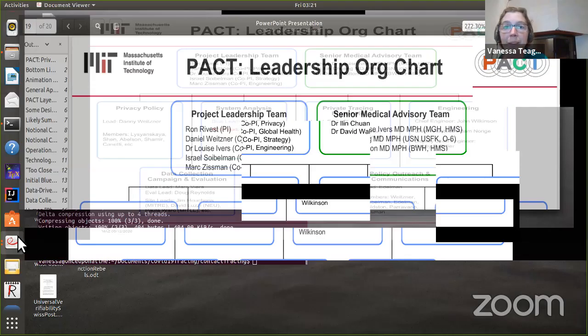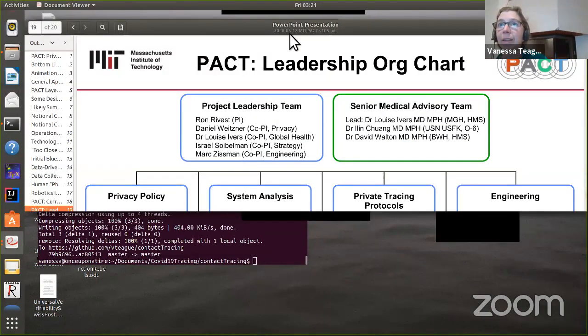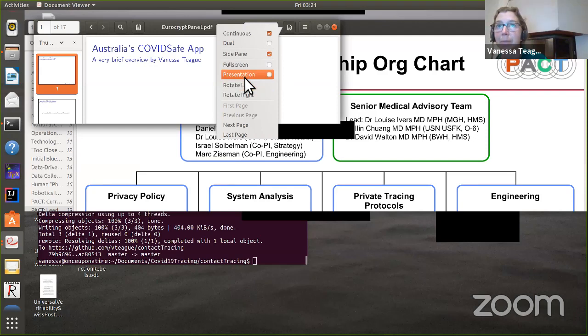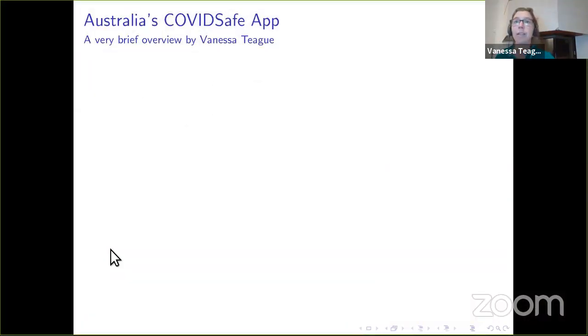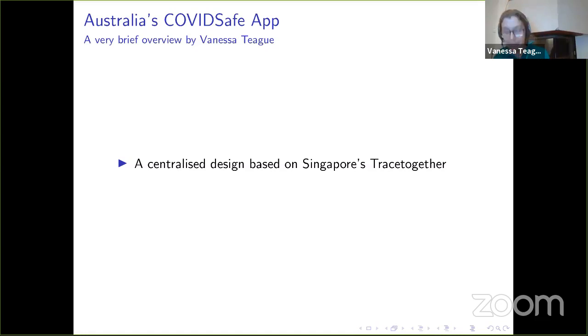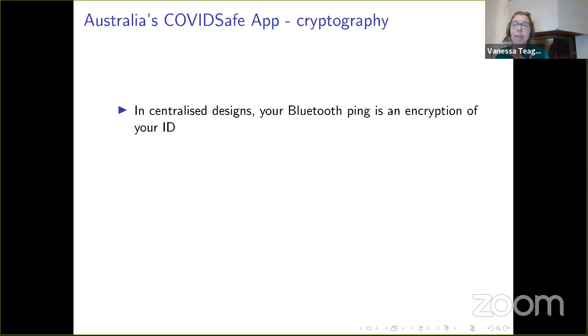The second thing I want to talk about, very briefly, is a little bit of contrasting information about the Australian app. Australia recently rolled out a contact tracing app. It's a centralized design based on Singapore's Trace Together, which had been out for a few weeks before Australia's. In centralized designs, your Bluetooth ping is an encryption of your ID. In contrast to the decentralized design, when you test positive, you upload the collection of pings that you have received, and then the authority has the key necessary to decrypt and identify the people that you've been in contact with.